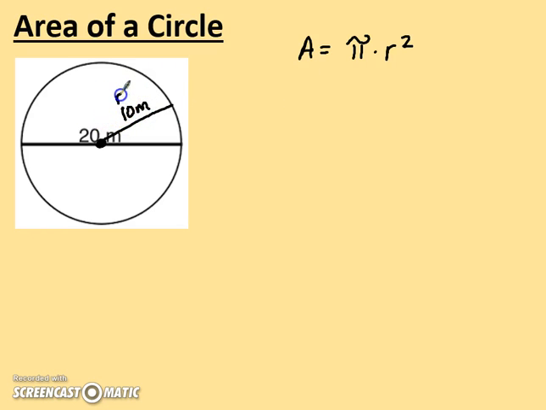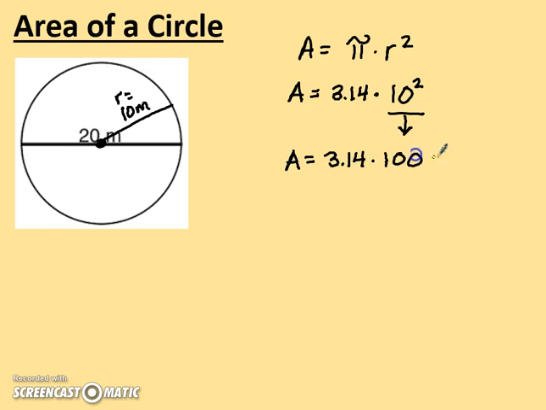Now, substitute your radius, which is 10 meters, into your formula. So area equals pi, which is 3.14, times the radius, which is 10, squared. Now, order of operations says that when we have multiplication and exponents, we need to do the exponents first. So 10 squared is 10 times 10, which is 100. So we have 3.14 times 100. Last, do the multiplication. 3.14 times 100 is 314. And if you didn't know that, you could use your calculator.